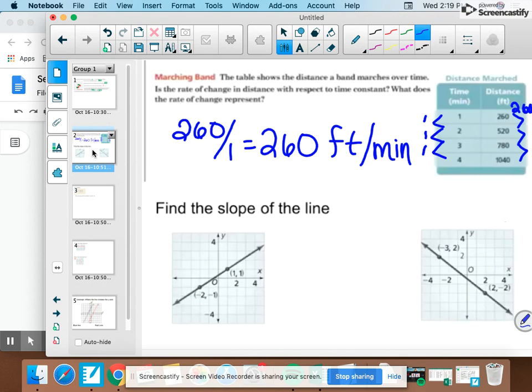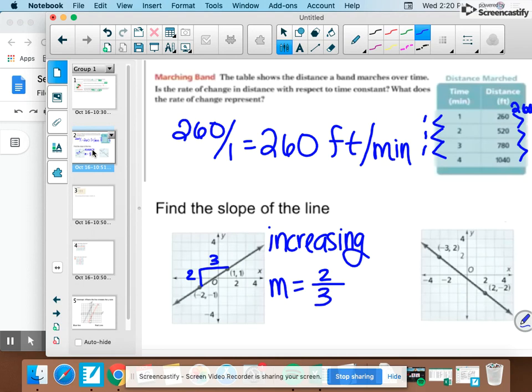Next, we're going to find the slope of these two lines. Since we're given a graph with 2 points, we can just count the rise over run. And remember, we have to look at the line left to right to say if it's increasing or decreasing. If it's increasing, it's positive. If it's decreasing, it's negative. So this line here, since it's going up left to right, it's increasing. And remember, m is our variable for slope. We're going to go rise over run. So this one, we go up 2 and over 3. So our slope is 2 over 3. And it's positive because, again, it's going up left to right.